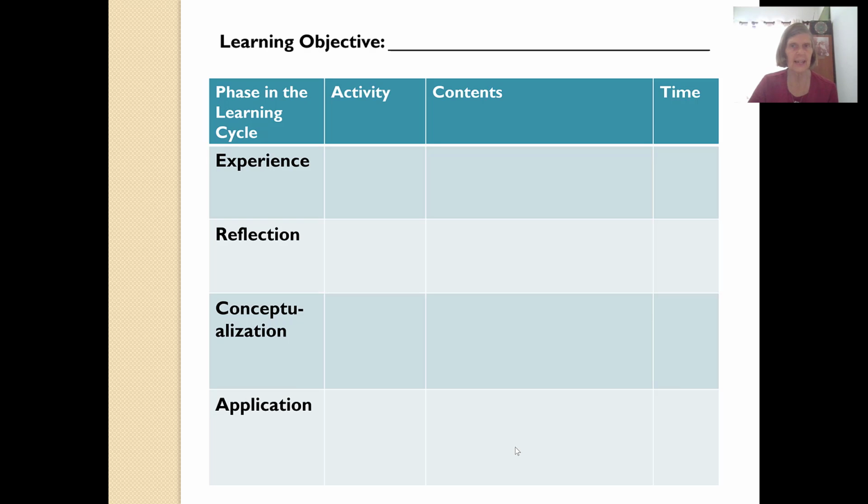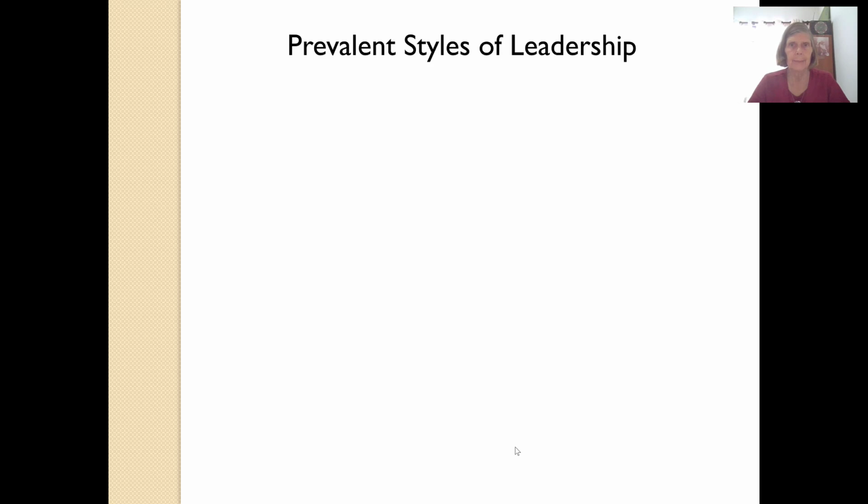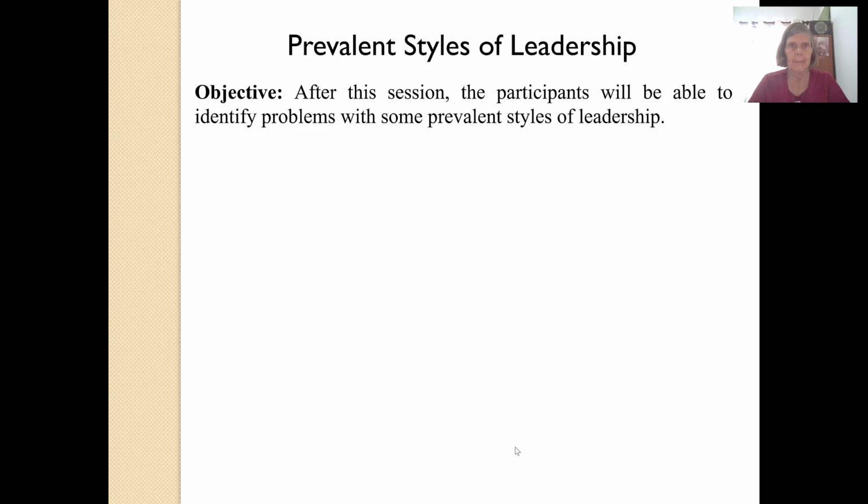When we are first learning to design classes in this way, we might want to use a table such as this one to guide us. However, this has certain disadvantages because you might not have enough room to write out the contents. So personally, I prefer to use a method of just writing each activity in order. For example, if I were going to give a learning session on prevalent styles of leadership, I might define my objective as, after this session, the participants will be able to identify problems with some prevalent styles of leadership.